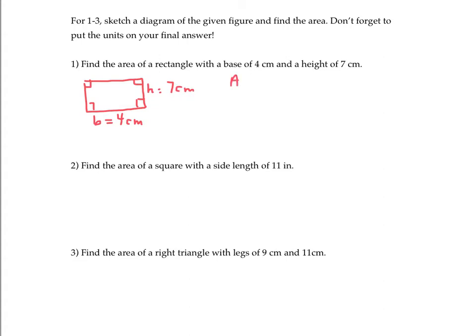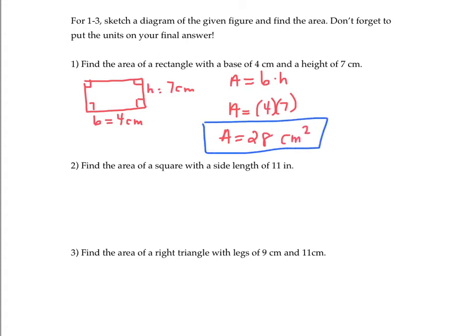So we're simply using the formula for area of a rectangle, that's base times height. So it's a good idea to write down the formula first and then plug in your number. So plug in the 4 for the base, 7 for the height, and then multiply. You get the area is equal to 28 centimeters squared. Area is always measured in square units. So that's the number of squares, 1 centimeter on a side, that would fit into this rectangle.